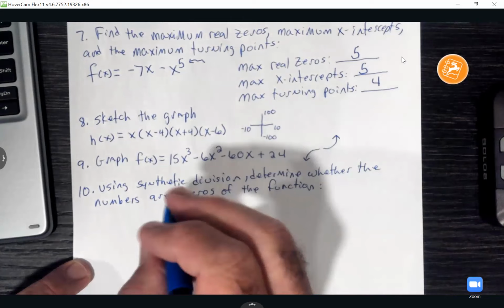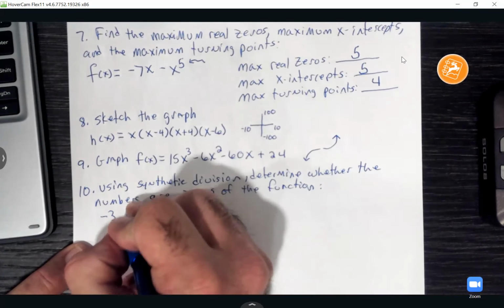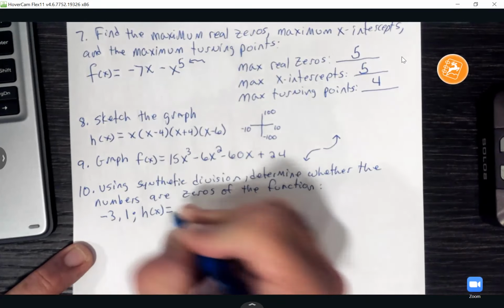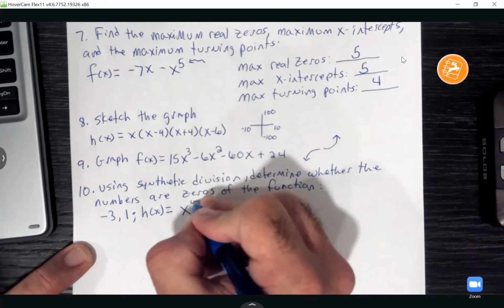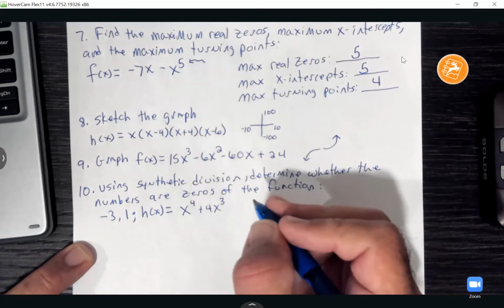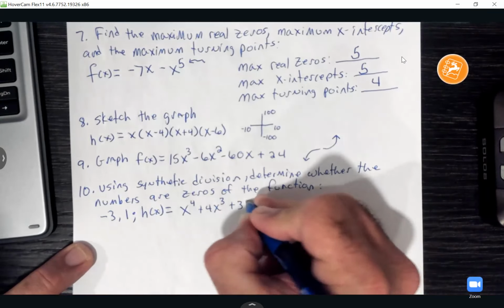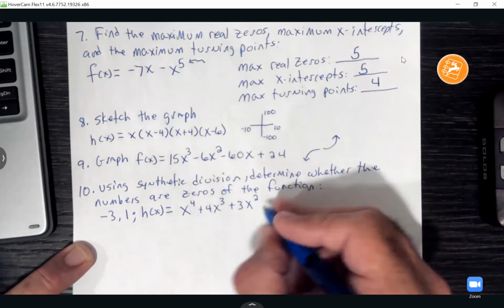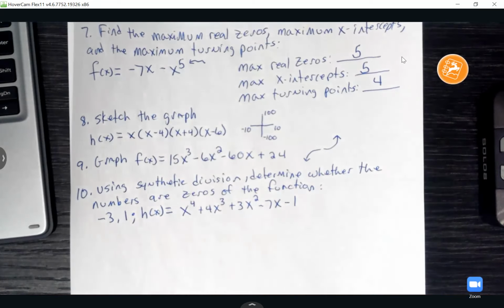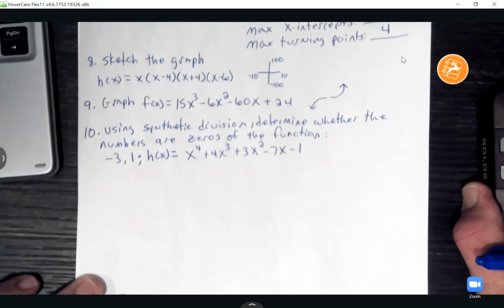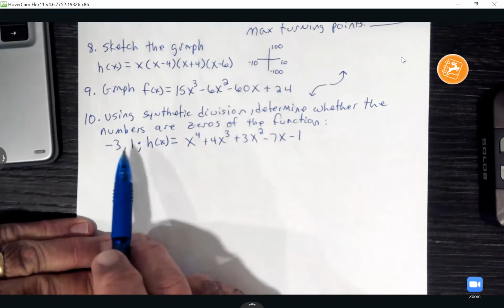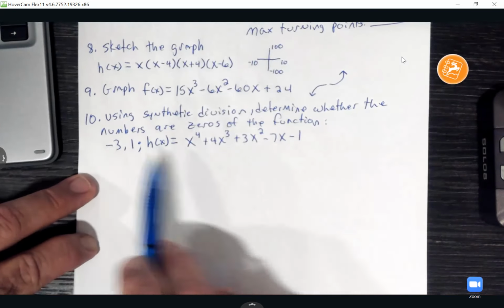All right, so my function would have given me -3, 1, and then a semicolon, h of x equals x to the 4th plus 4x to the 3rd plus 3x squared minus 7x minus 1. So I will pull this down now. Remember, I got to do this twice. The first number I'm going to check is -3, and then the second number I'll check is the 1.